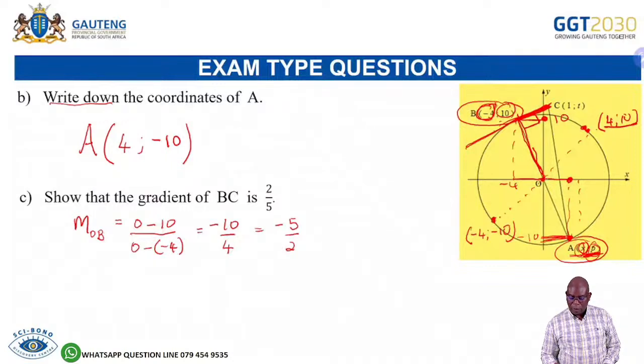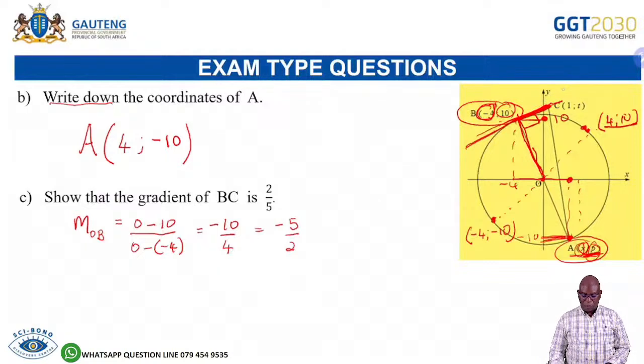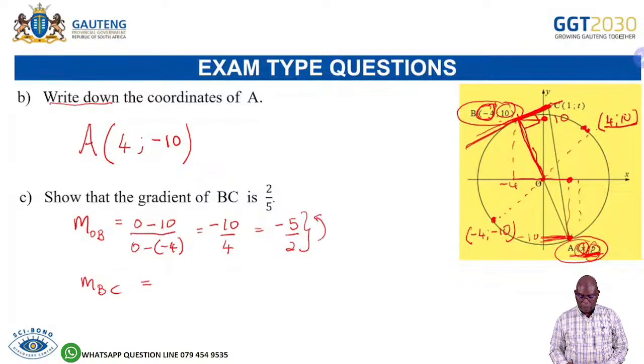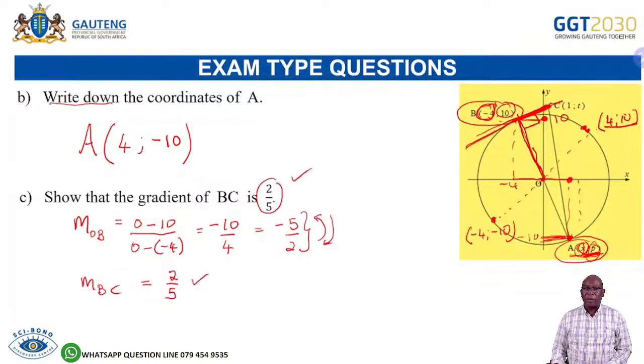But what do I know about the gradient of OB and the gradient of BC? When they multiply, they give us -1. So meaning that the gradient of BC will be equals to, take this upside down, then change the sign. So the gradient of BC will be 2/5, which is what is given here. Alright. So they've given you the answer, they just want you to show by calculations.